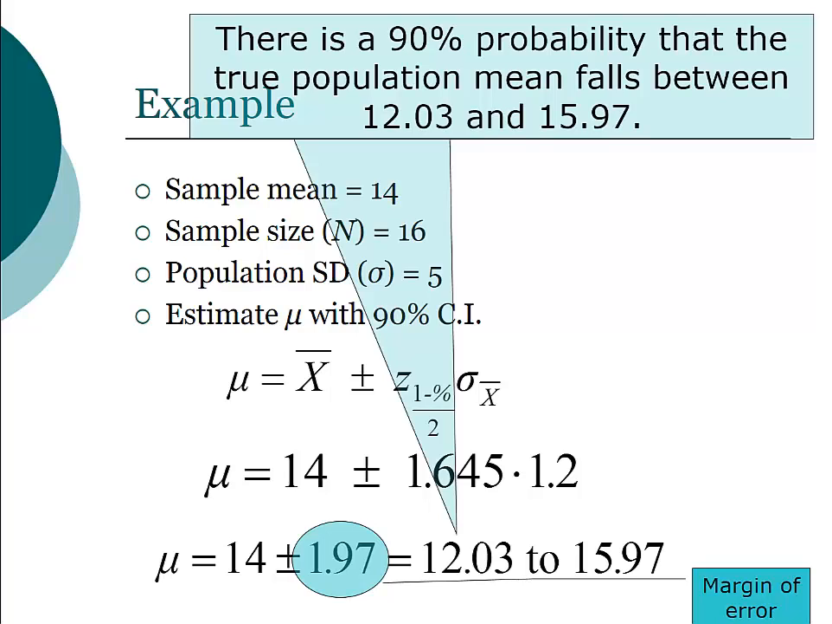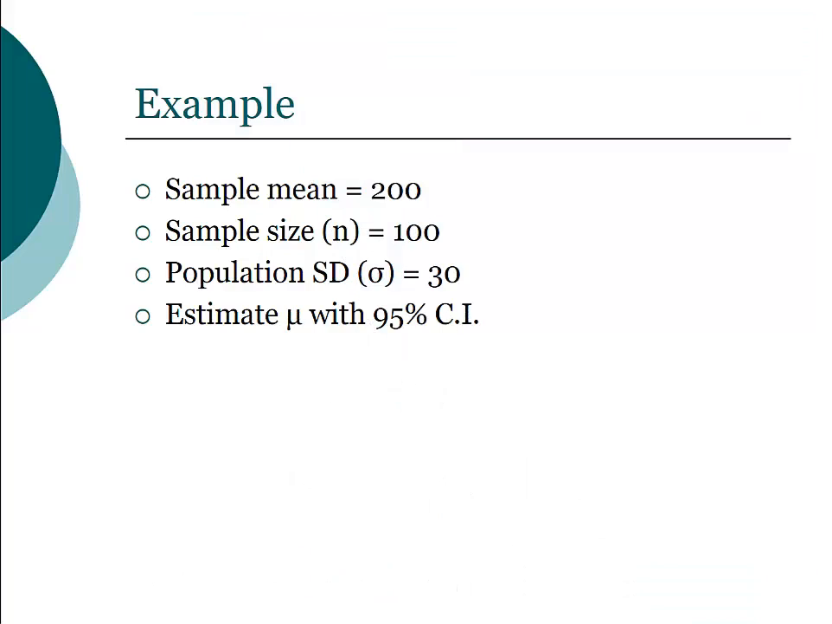I'll pause to note that this isn't strictly true, as a number of people who do Bayesian statistics will be happy to tell you. To be more technically correct, one would say that 95% of the time that this procedure is applied, the true population mean will be contained in this confidence interval. But for our purposes, we can sort of fudge it a little bit and say there's a 90% probability that the true population mean falls between 12.03 and 15.97. The difference is subtle, but if you want to be a stickler about it, you can be. Okay, let's try another one.